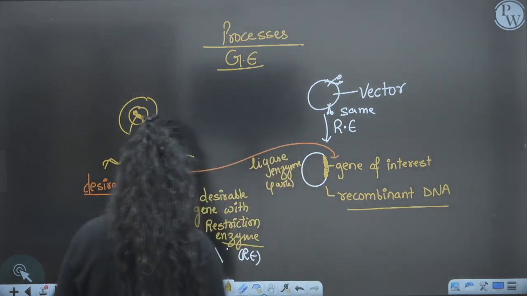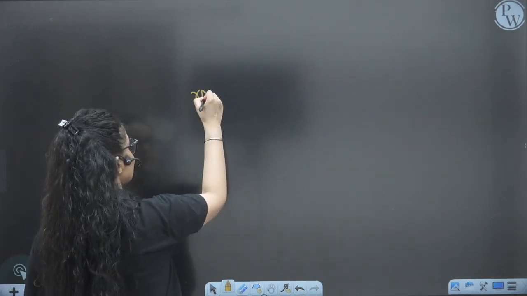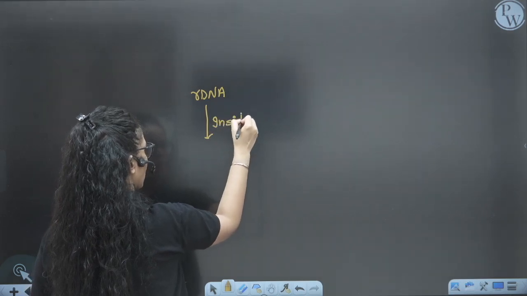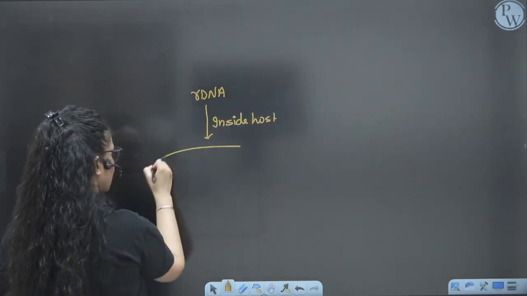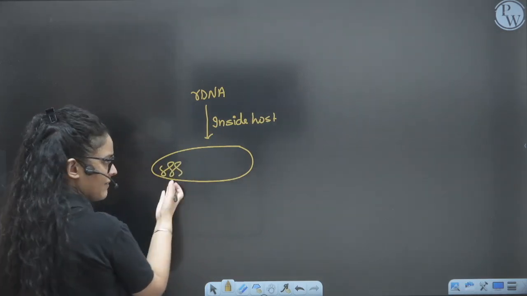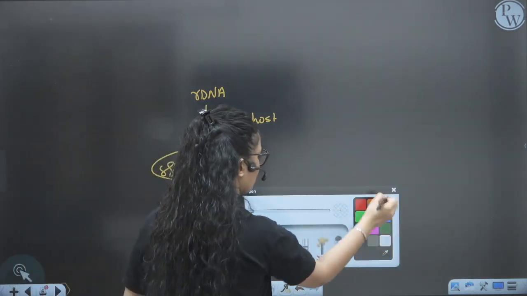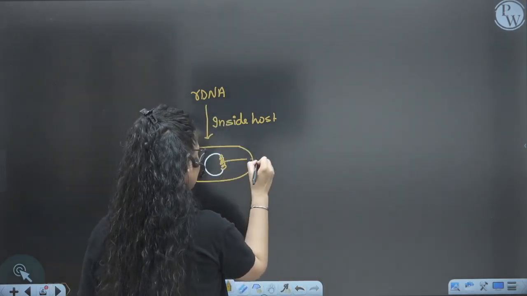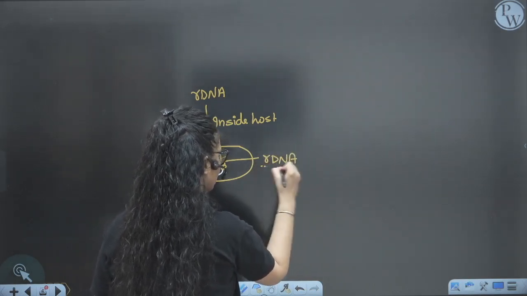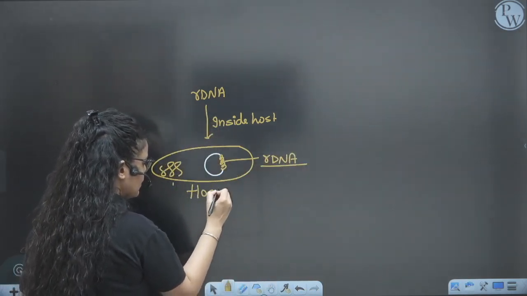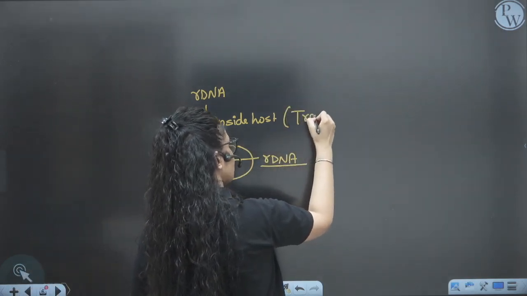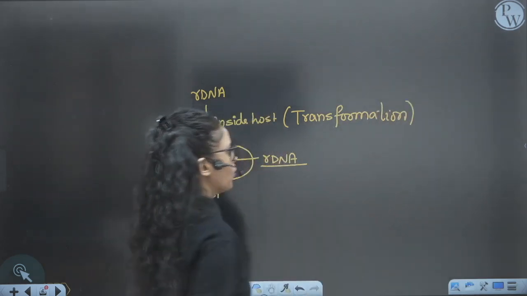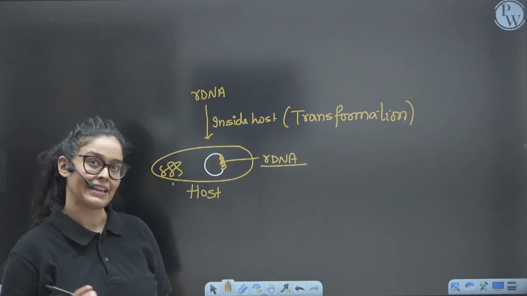After forming the recombinant DNA, what we will do? We will put this recombinant DNA inside the host, right? So we will put it inside the host by various methods that we will see. So this is suppose our host. It is having its own main DNA. And now we are putting our recombinant DNA inside it, so that our gene of interest will replicate, will form the copy inside the host cell. And this process we call transformation, because we have transformed the host. Transformed means we have changed the host by putting our recombinant DNA inside it.